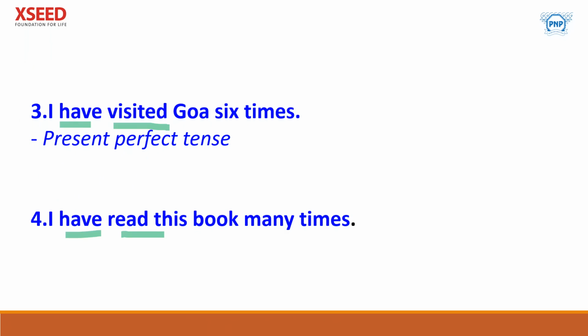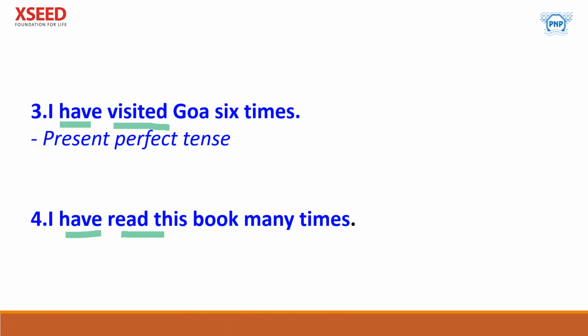So these sentences are written in present perfect tense as they use have and the past participle form of the verbs. You can see here visited and read. These sentences describe the number of times an action has happened from the past until the present. We use present perfect tense when we want to express how often an action has taken place until now. Correct?